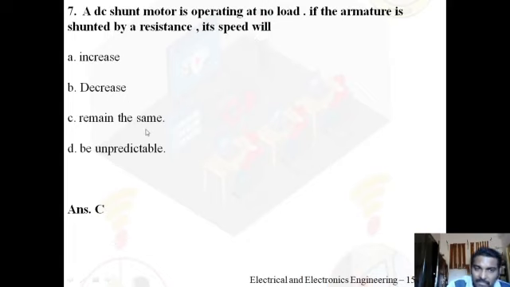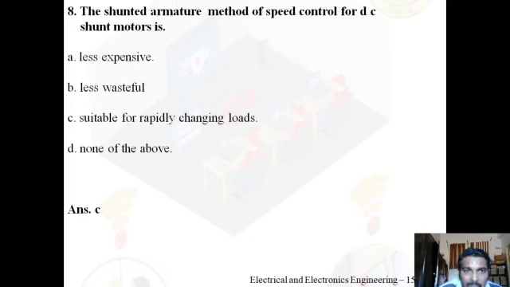If there is a decrease or increase in armature voltage, then only the speed will vary, because the speed is directly proportional to armature voltage, as we have discussed. But here there is no change in armature voltage, therefore the speed will remain the same.